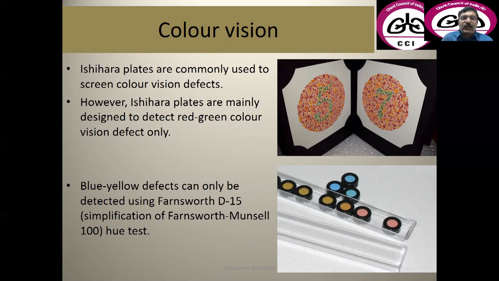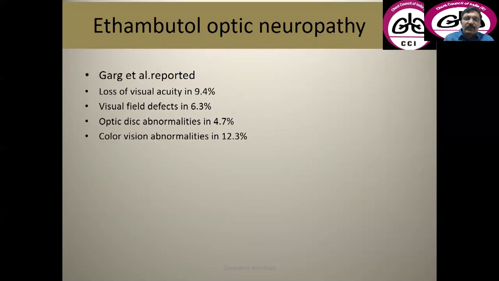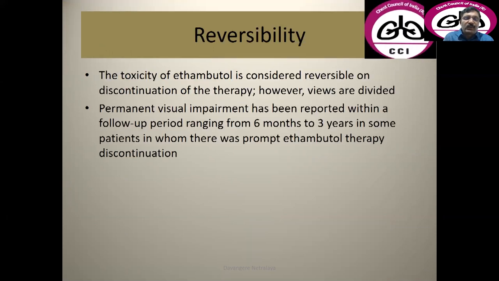We use a test known as the Farnsworth D15 test, as shown in the right lower picture. It's a very useful test which detects all sorts of color deficiencies. The literature says that ethambutol optic neuropathy is usually associated with visual acuity loss in around 9.4% of patients, visual field defects in 6.3%, optic disc abnormalities in 4.7%, and color vision abnormalities in around 12.3% of patients.